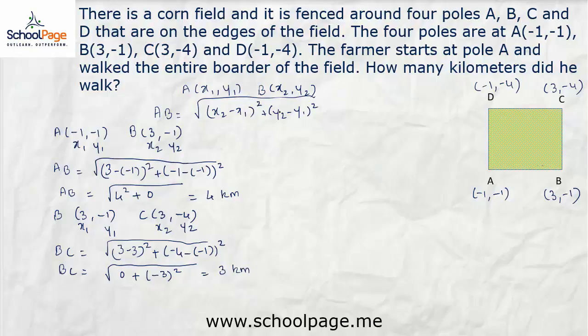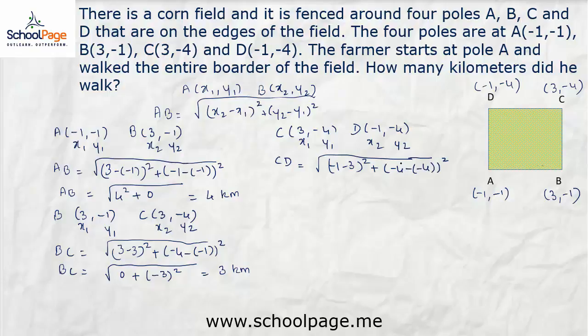Let us now find the distance CD. Let us write the coordinates of C as 3, -4 and D as -1, -4. Let us mark x1, y1, x2, y2. So CD equal to square root of -1 minus 3 the whole square plus -4 minus of -4 the whole square. CD equal to square root of -4 the whole square plus 0, which is equal to 4 kilometers.